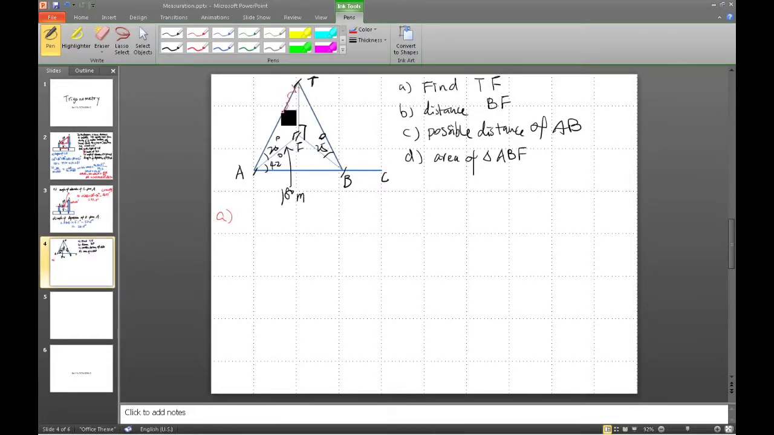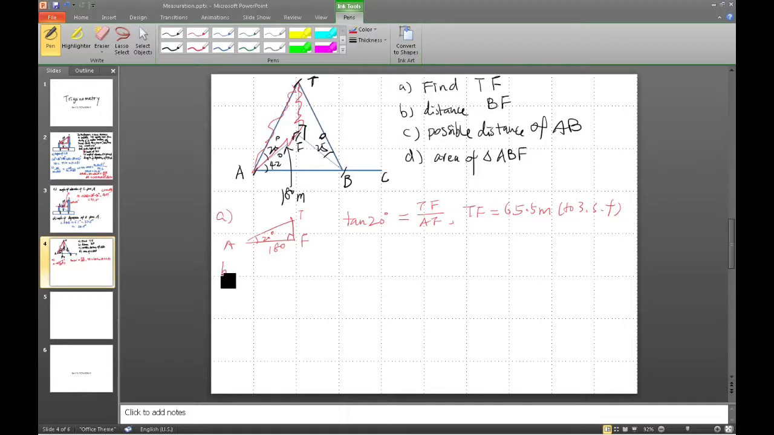So now let's take a look at another example. So before we need to find TF for part A, let's extract this triangle out. So we have a right angle triangle TFA. Angle TAF is 20 degree and AF equals to 180 meters. Therefore, TF can be found by tangent 20 degree equals to TF over AF, because tangent angle equals to O over A, opposite over adjacent. Therefore, TF equals to 65.5 meters to 3 significant figures.